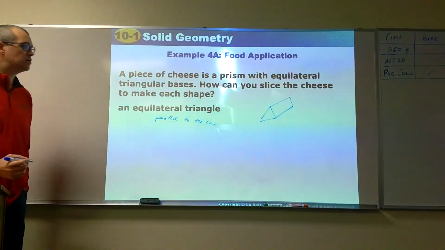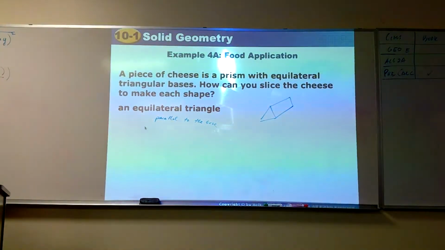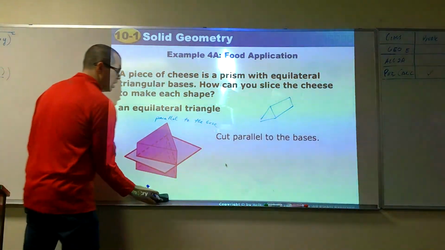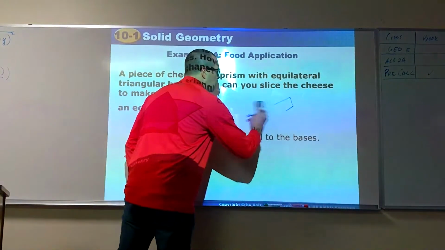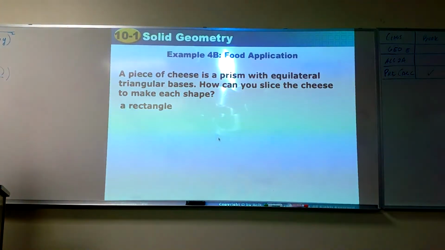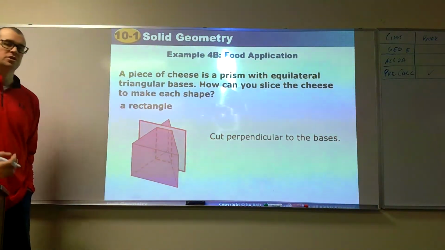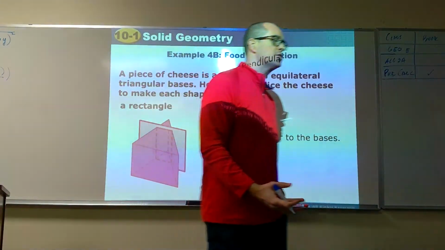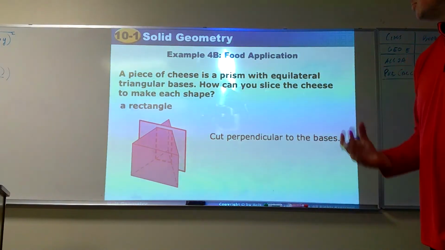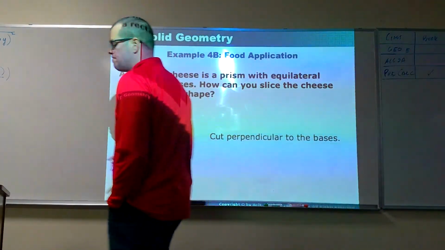Okay? If I want equilateral triangles, there's my base. I'm going to make it parallel to the base. Okay? And they actually drew it for us. So there you go. Parallel to the base. Same block of cheese, but this time I want to make rectangles. Well, then I'm going to want to cut it the other way, which would be perpendicular to the base. So when you're looking at these types of problems, you got to make sure that you're cutting it parallel to the base, perpendicular to the base, depending on what it's asking you. But those are the types of things that I'm looking for. Okay? All right.